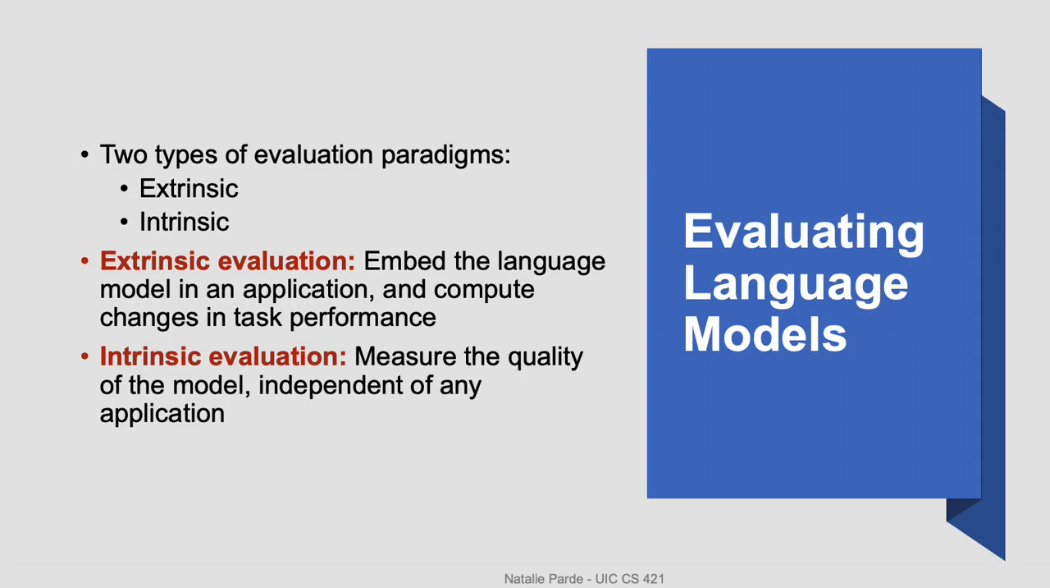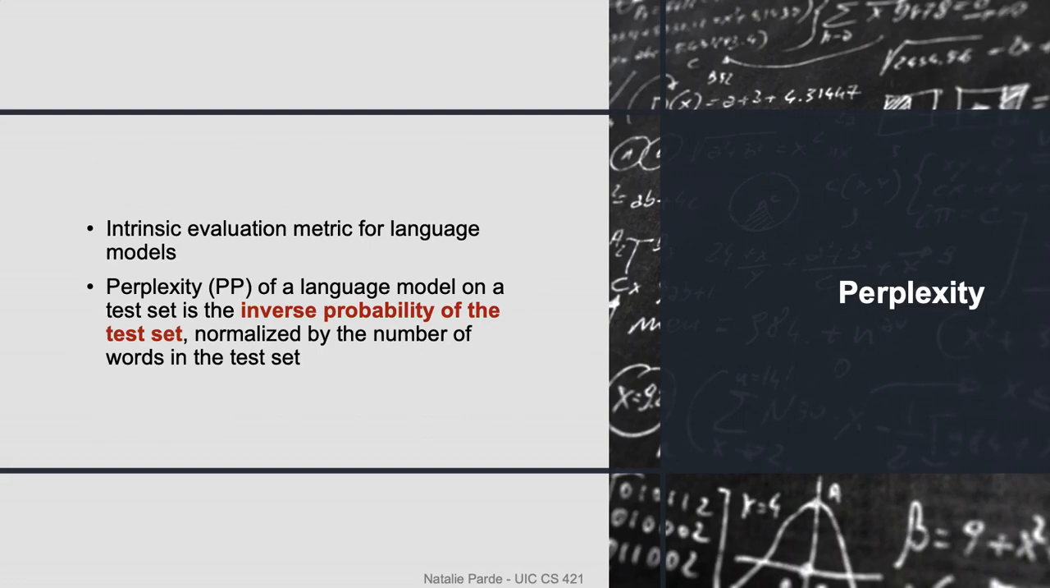When evaluating language models, there are two different paradigms that you can use. You can go for an extrinsic evaluation, which is where you embed your language model in some kind of downstream application, like, for example, sarcasm detection, and then you compute the differences in task performance when using your language model versus some other alternative. Or you can conduct an intrinsic evaluation, where you measure the quality of your language model independent of any other application. Perplexity is a way to do the latter.